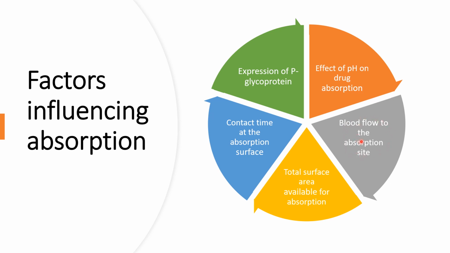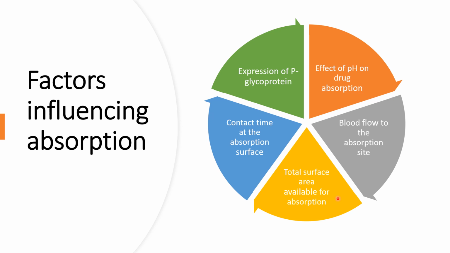When there is increased blood flow to the absorption site, then the absorption of drug through that site is increased. As in case of intestine, there is increased blood flow to the intestine as compared to stomach. So the absorption of drug is more through the intestine as compared to stomach. Next factor is total surface area that is available for absorption.